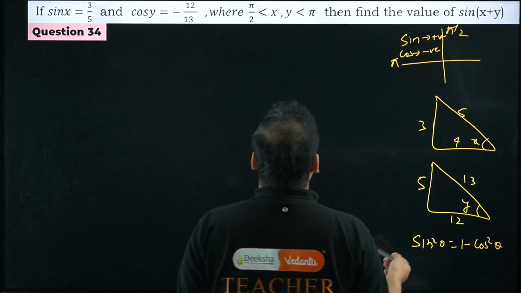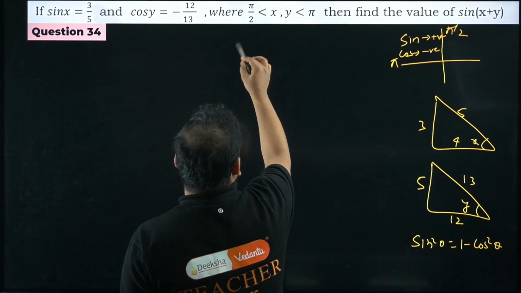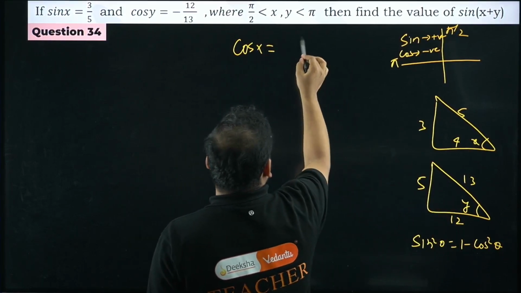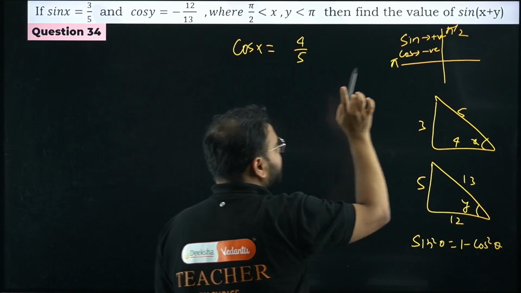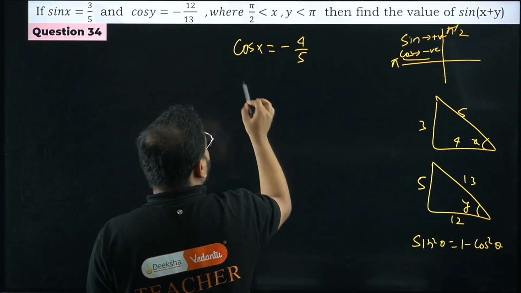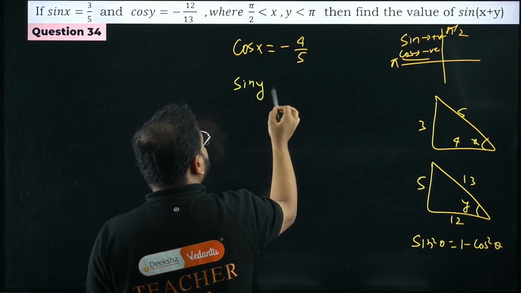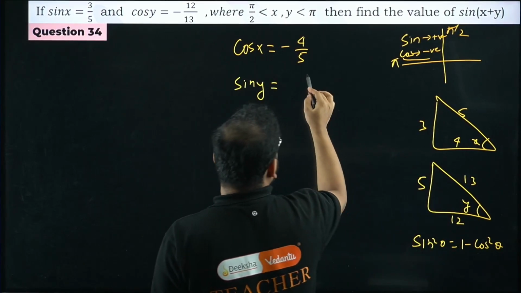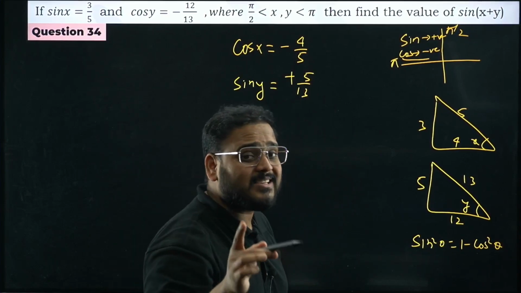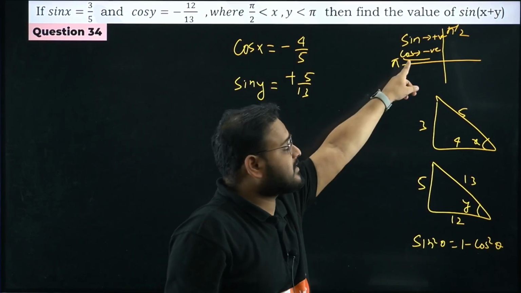Let me find the value of cos x first. Cos x will be nothing but, please check here, 4 by 5. But positive or negative, sir? Negative, because cos is negative. So minus 4 by 5. Sin y is going to be 5 by 13. Positive or negative? Positive. Reason, because sine is positive in the second quadrant.